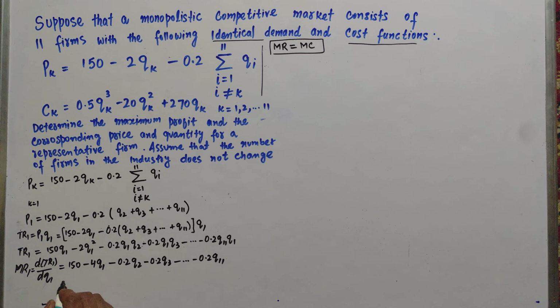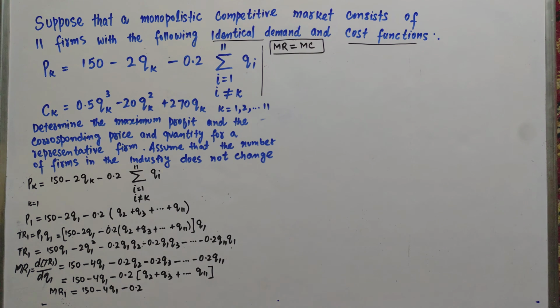Okay, so let's write it again. We have 150 minus 4 Q1 minus, and let us take 0.2 common, so we are left with Q2 plus Q3 plus so on up to Q11. So can I write it like this? Marginal revenue of firm 1 will be equal to 150 minus 4 Q1 minus 0.2.